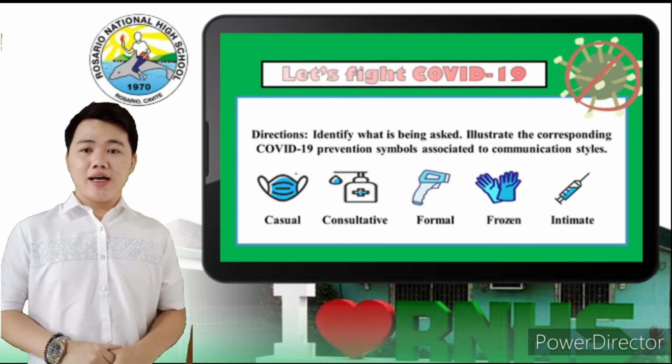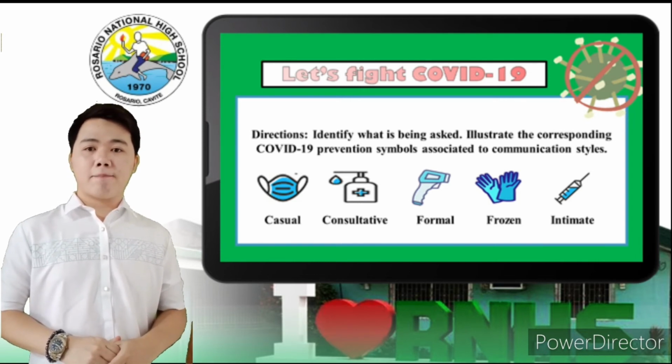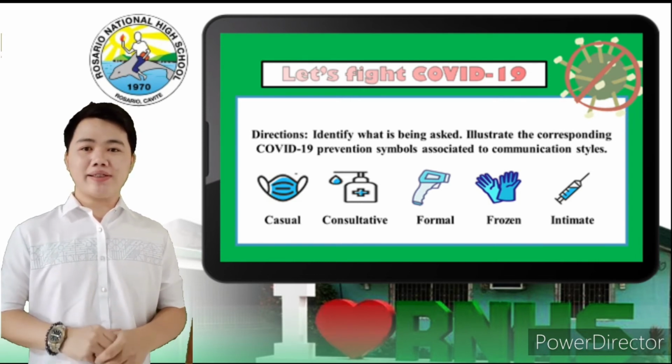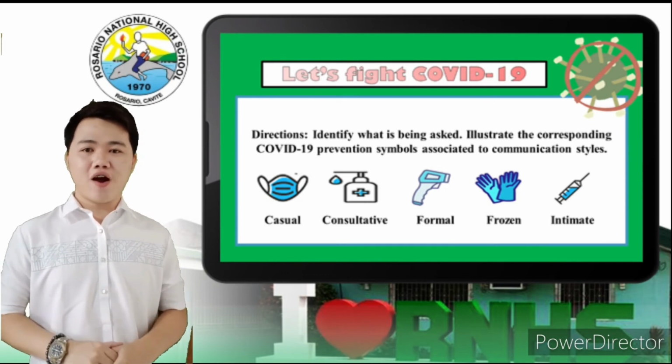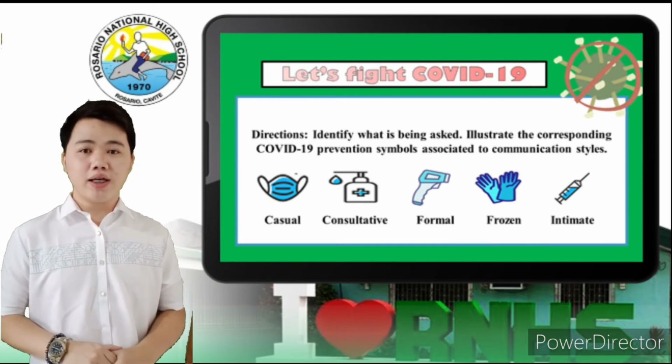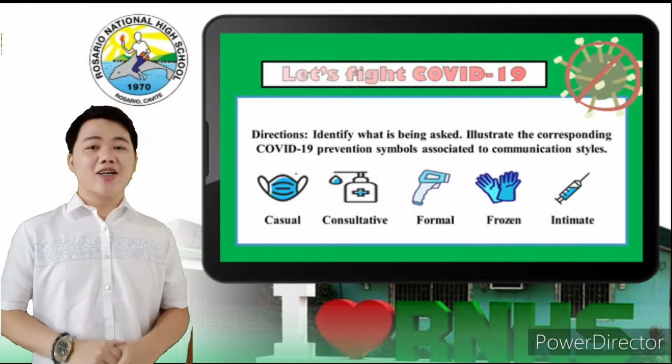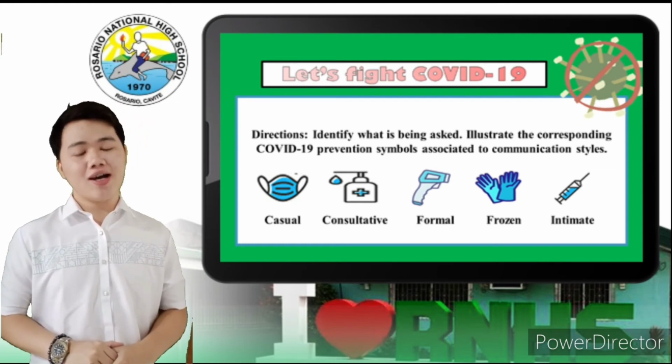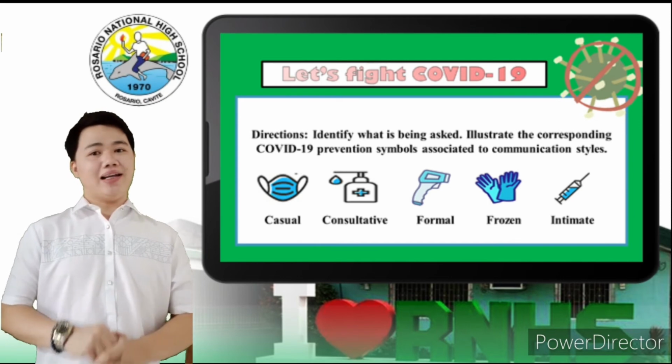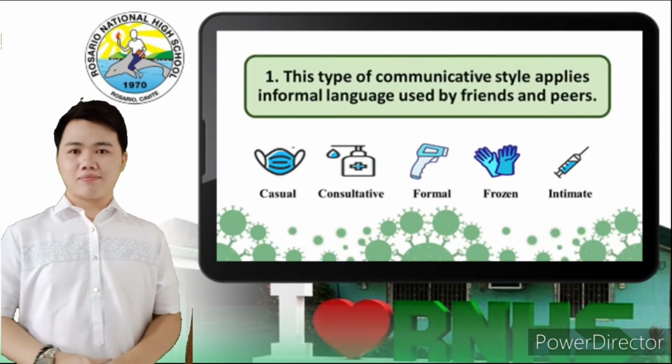If your answer is formal, draw a thermal scanner. If your answer is frozen, draw gloves. And if your answer is intimate, draw an injection or vaccine. Okay, let's start. Number 1.